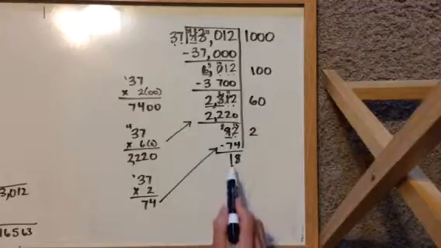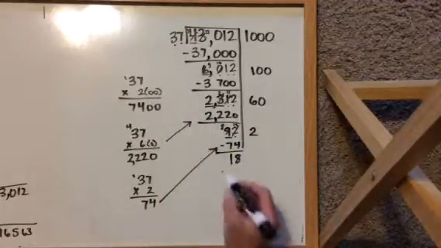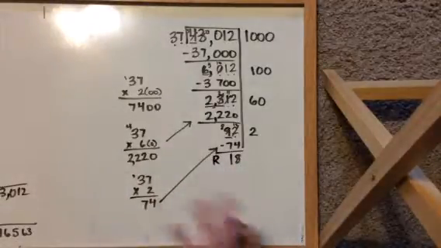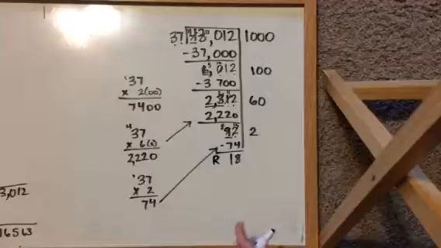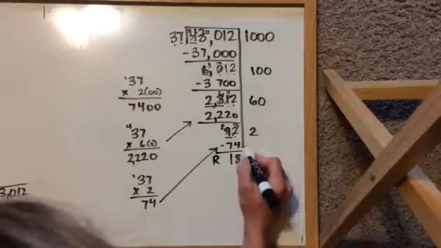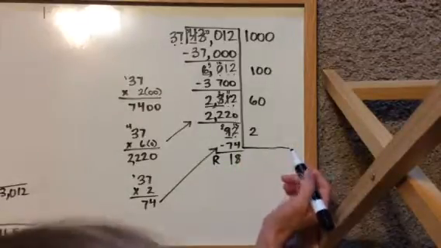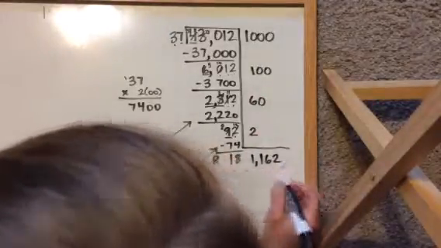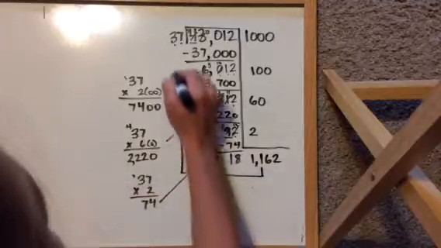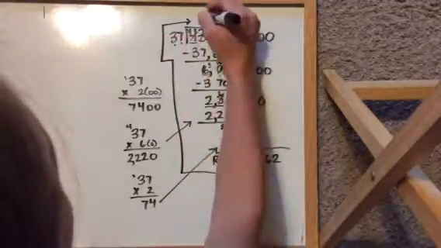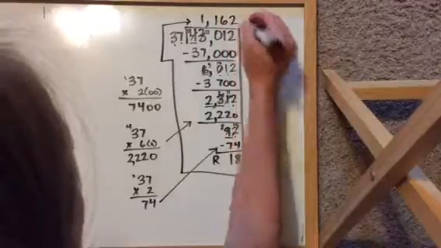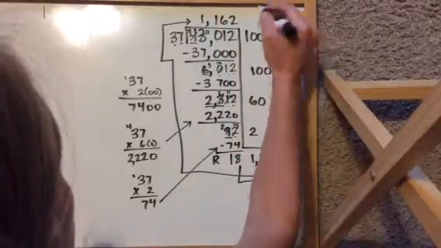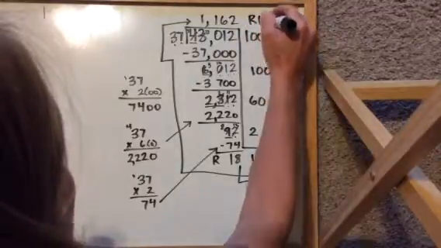Now, 18 is actually smaller than 37, so this is my remainder. I cannot divide it by 37 in this problem. So this is my remainder. I'm going to come over here and add up my partial quotients. I have 1,162. So I'm going to take this answer, record it up here, 1,162, and I'm going to bring my remainder up here, my remainder of 18.